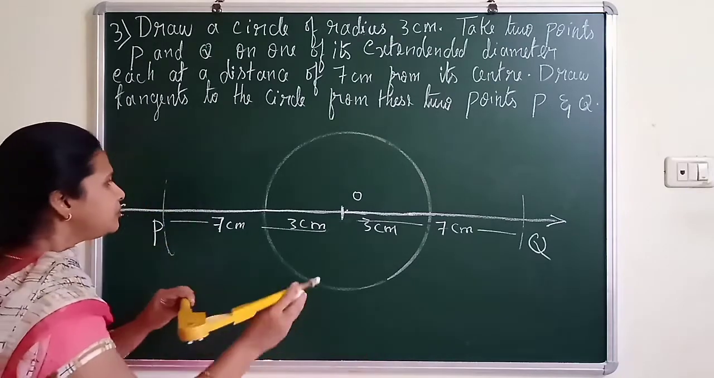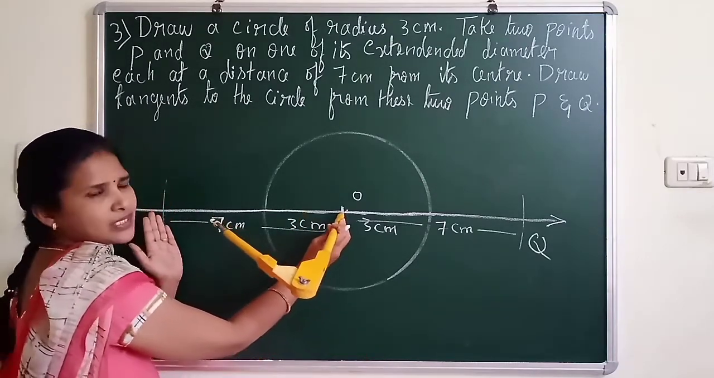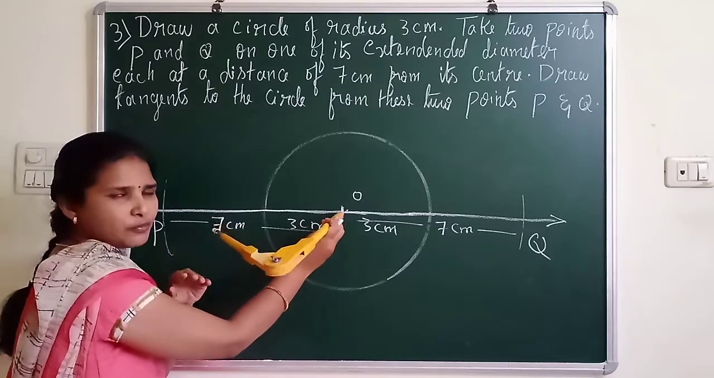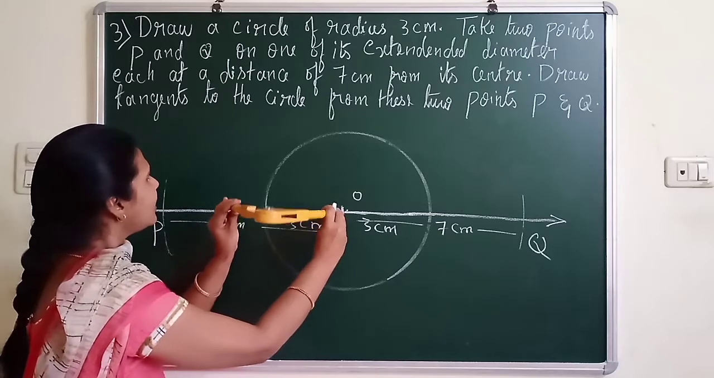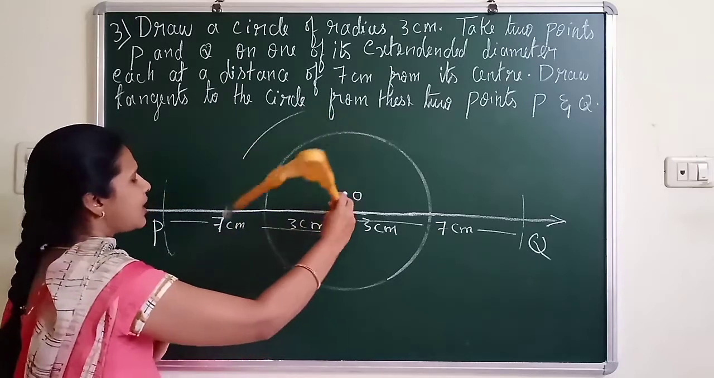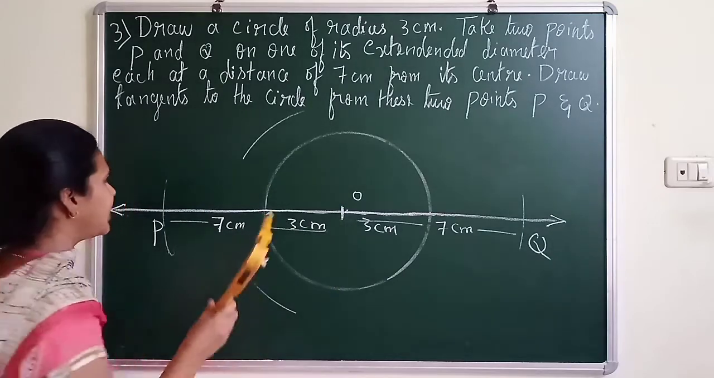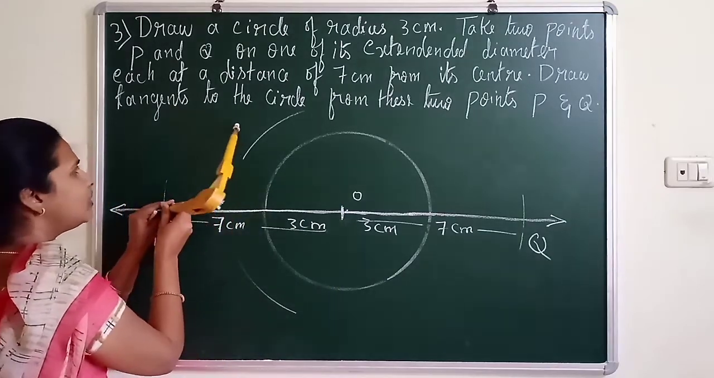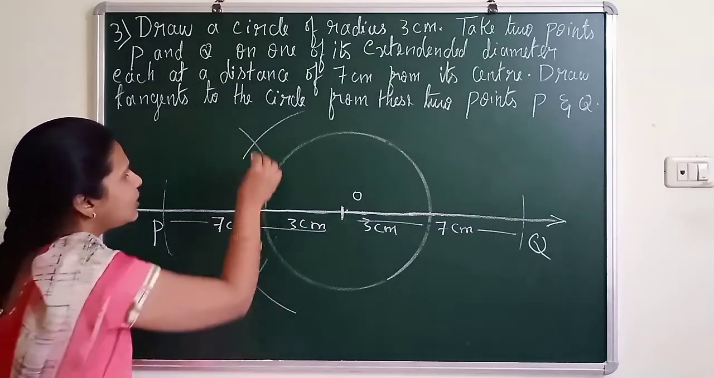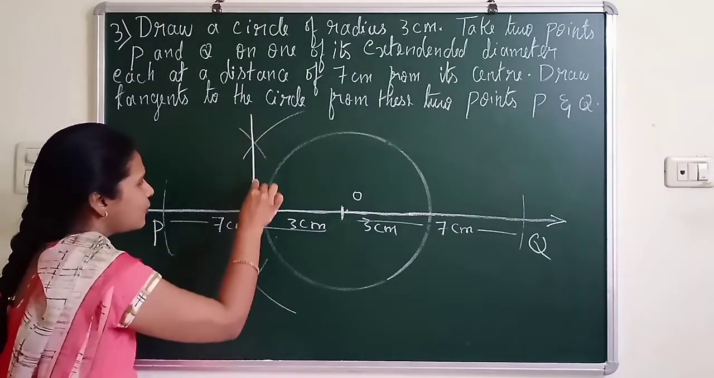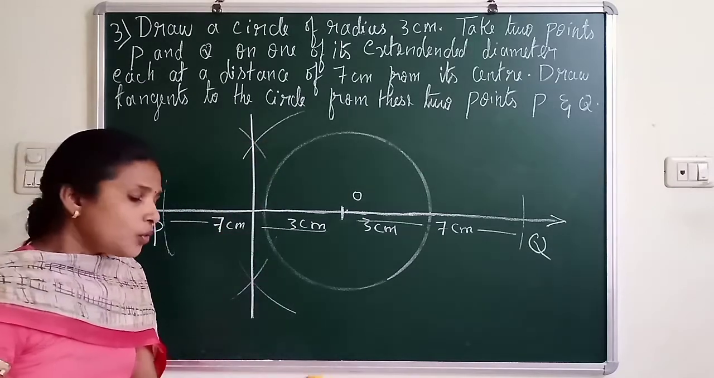Now let me start. From O or from P, 7 centimeter is there. More than half means more than 3 and a half, you have to take and draw arcs above and below with the same radius. Don't disturb the radius. From the point P, you have to cut the arcs. Now you can see I have drawn the perpendicular bisector of OP.